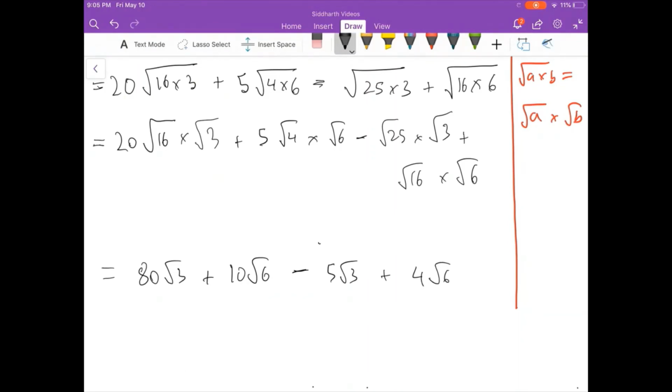Now let's look at the like terms in this expression. 80 root 3 minus 5 root 3 is 75 root 3, and 10 root 6 plus 4 root 6 is 14 root 6. And that will be our answer.